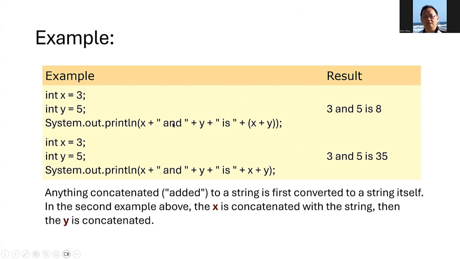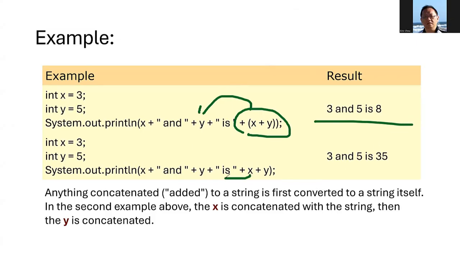So here you have x plus y is x plus y. This one you will actually sum up first before you add it to it. So you have this. This one will be concatenated with the string first, and then concatenated with another number. So it becomes printed 35 instead of 8. Is that okay? Any question? No.